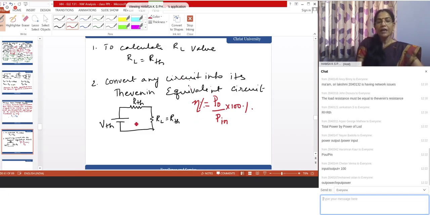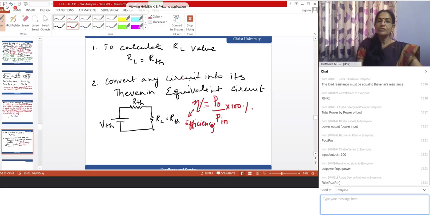So let us derive an expression for the efficiency here for this circuit, right? When we want the maximum power to be transferred, what is the efficiency? Efficiency under maximum power condition. Right, so this is percentage efficiency. Let's find out what will be the efficiency under maximum power transfer condition. So this is the circuit for maximum power transfer, right? Where RL equal to RTH.